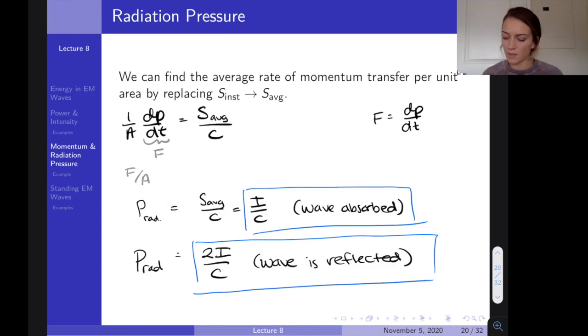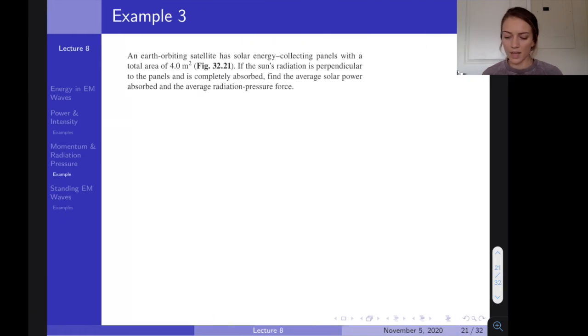Okay, so let's do an example with this. Here we have an Earth orbiting satellite that has solar energy collecting panels with a total area of 4 meters squared. If the sun's radiation is perpendicular to the panel, so that just means it's hitting it. Remember, our pressure is the perpendicular component of the force. So they're just telling us we don't have to worry about components really. But anyway, find the average solar power absorbed and the average radiation pressure force, so the force associated with the radiation pressure.